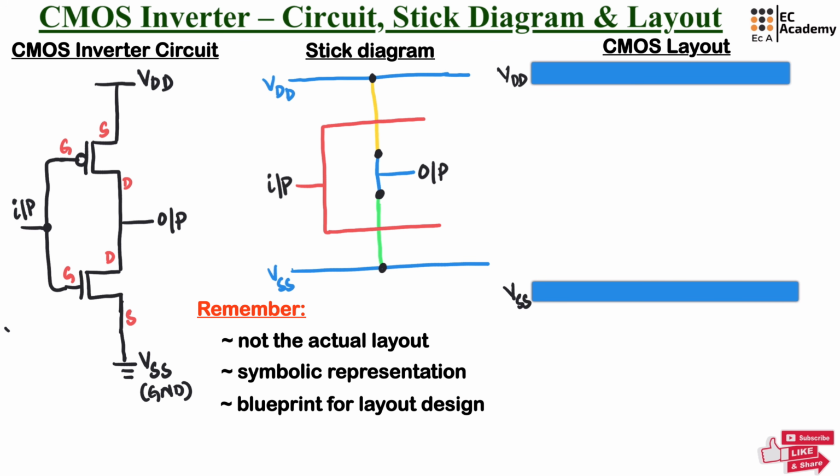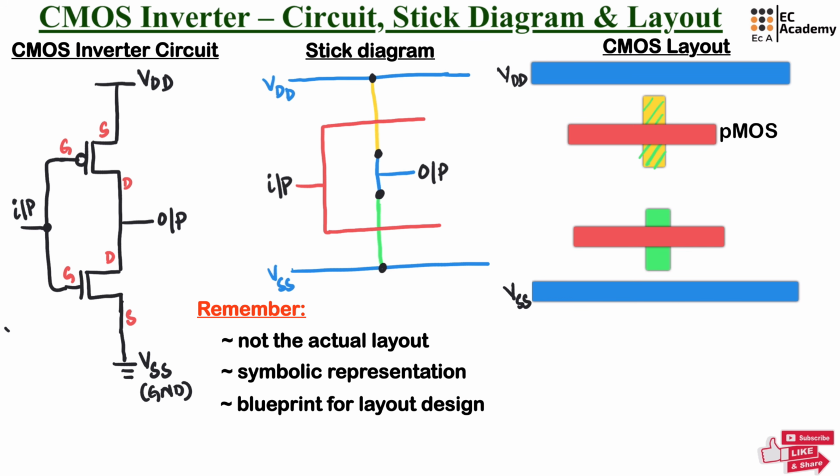Now to draw the PMOS, let us take yellow color layer and you draw the green stripes, and for this horizontally let us take the P diffusion layer. So this represents the PMOS. To represent NMOS, we can take a green layout in vertical direction, and in horizontal direction let us take the polysilicon. Now this represents the NMOS.